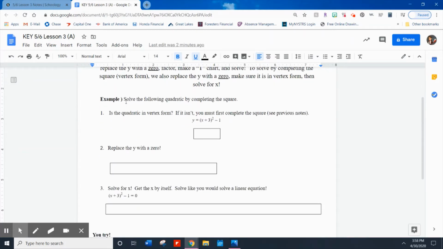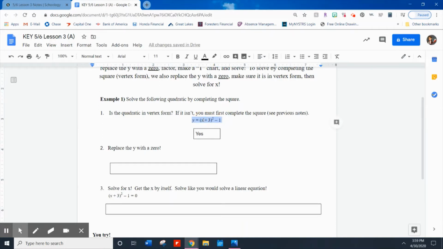So example number 1, it should say, solve the following quadratic by completing the square. So whenever it's a solve, we replace the y with 0. But first, if we're solving by completing the square, we first need to know if it's in Vertex form. And if it isn't, we first need to complete the square. That's what we did yesterday. But if you look at the notes here, yes, it is in Vertex form. So we do not need to complete the square for this problem.